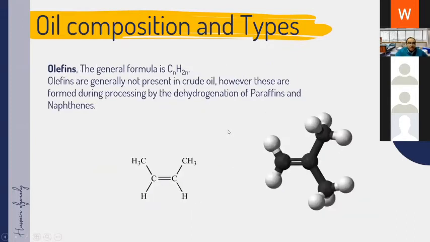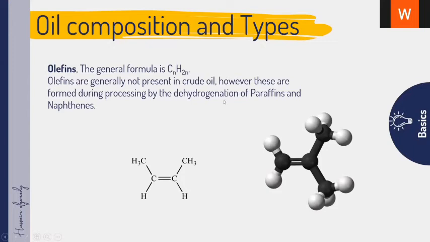The other compounds that exist in crude oils are the olefins, but generally the olefins are not present in the crude oil at the beginning in the well. However, they are formed during processing, like the dehydrogenation of the paraffins and naphthenes. The olefins are not saturated compounds because they have a double bond. They are going to form a lot of compounds and are reactive. They form polymers. They make a lot of problems in the refinery when they exist.